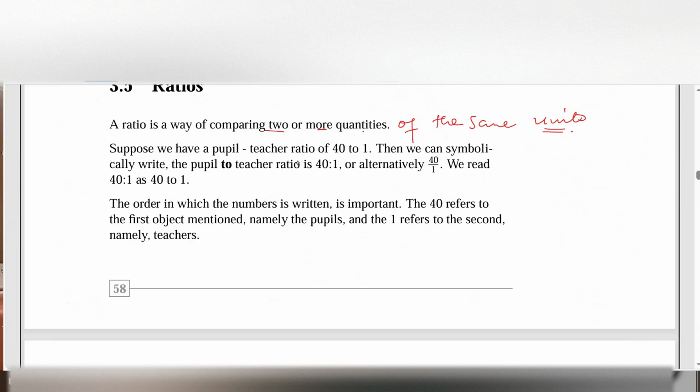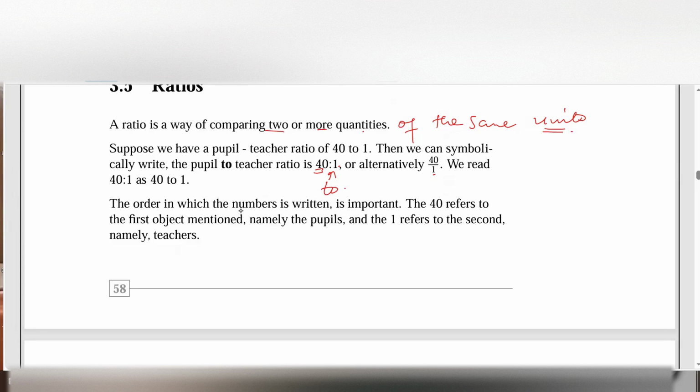Then we can symbolically write pupil to teacher as 40:1, which is the same as 40/1. So how do we read it? It's 40:1. These two dots will be "to". So for every 40 learners, there is one teacher.